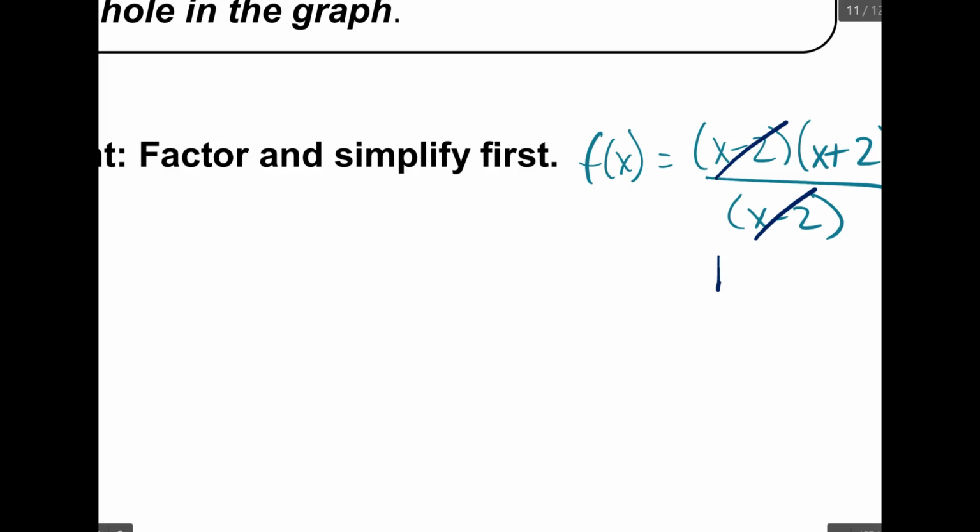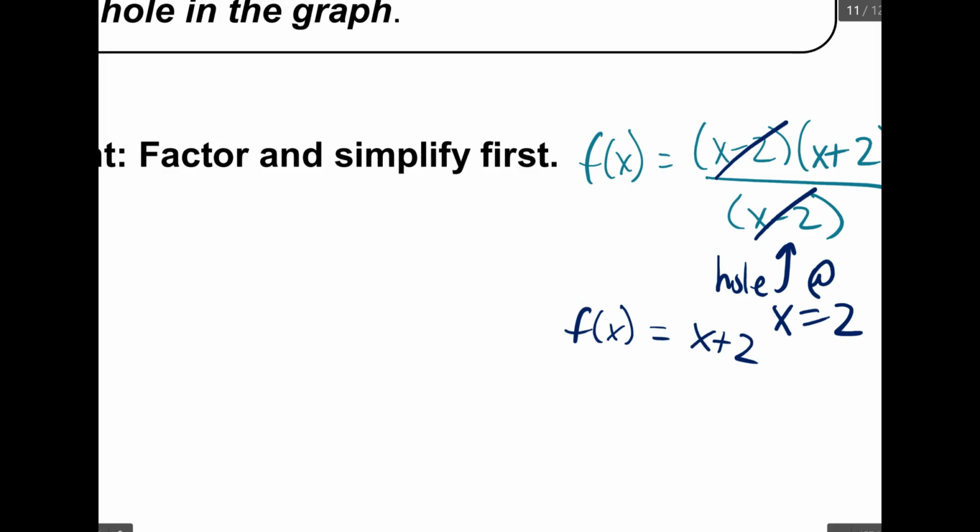Alright, so if something cancels out, I know I have a hole at x equals 2. If the factor cancels out, that's where you have a hole. So we factor it out. So now we have our simplified version, which is f of x equals x plus 2.